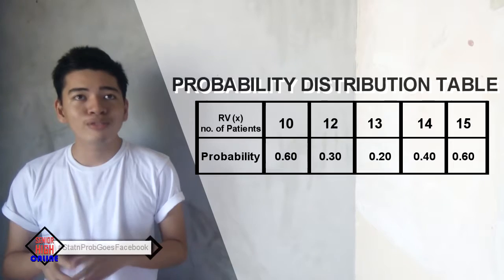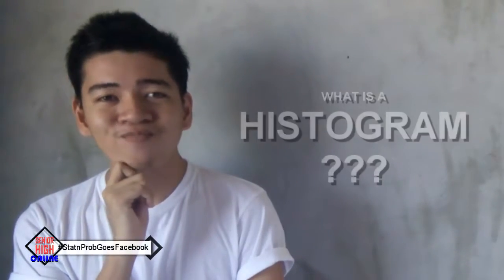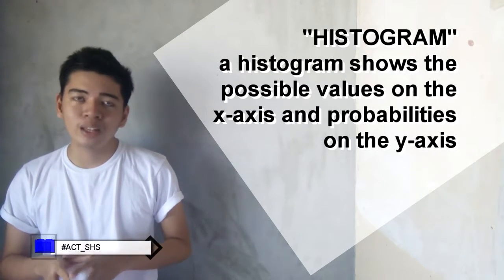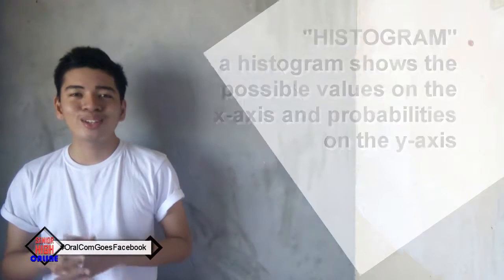And now we're done for the probability distribution, and now let's start creating the histogram. So what is a histogram? A histogram shows the possible values on the x-axis and the probabilities on the y-axis. So let's start creating a histogram for the probability distribution example a while ago.